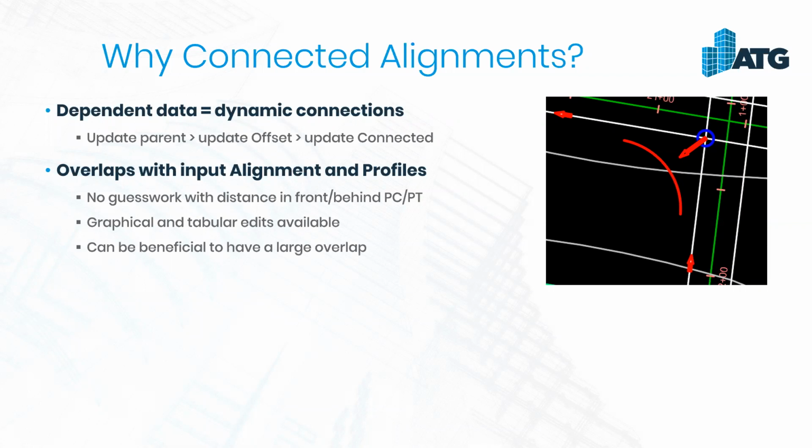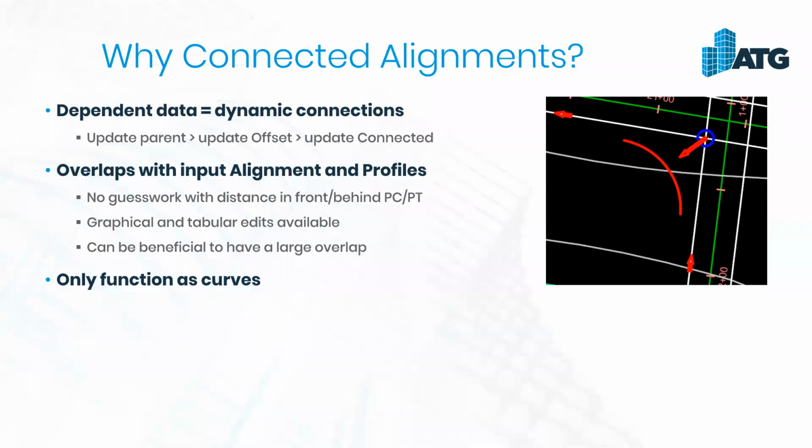And there are some cases, we're not going to see it today because we're not going to actually build the corridor today, but there are some cases where it can be beneficial to have a really large overlap. Maybe it's 50 feet, maybe it's 100 feet. But that overlap and that dynamic relationship is critical to how much these objects can help us in the software.